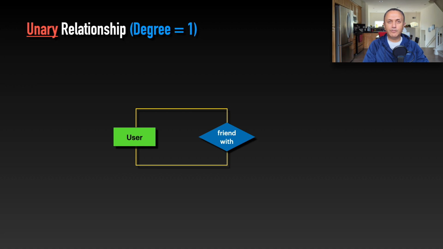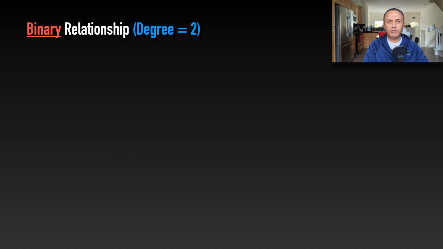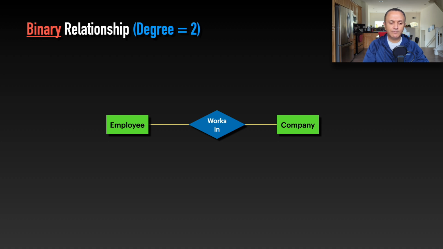If degree equals 2, we call it a binary relationship. This is what we usually see in most of the examples. So we have two different entity types and then a relationship connecting both of them together. In this case, employee works in company. Just a quick note, I am not displaying the attributes anymore. I'm just focusing on the entities and the relationships. But implicitly, we know that employee has attributes and company has attributes. So this is a binary relationship, meaning degree equals 2. You have two different entity types.